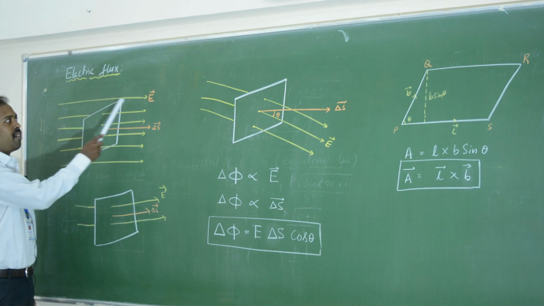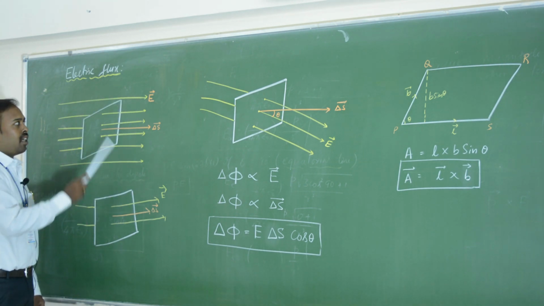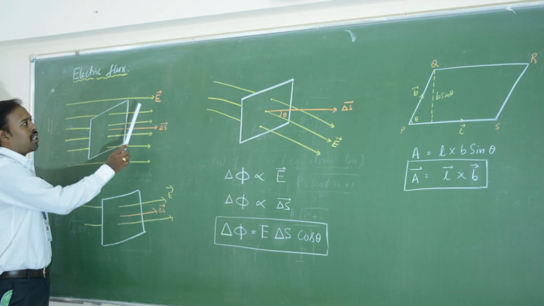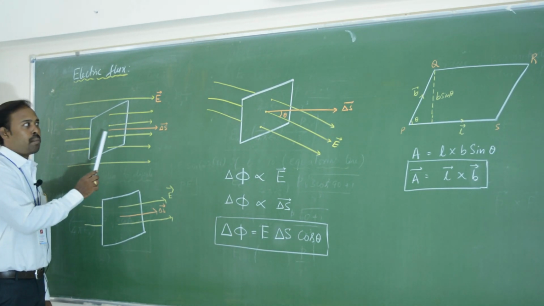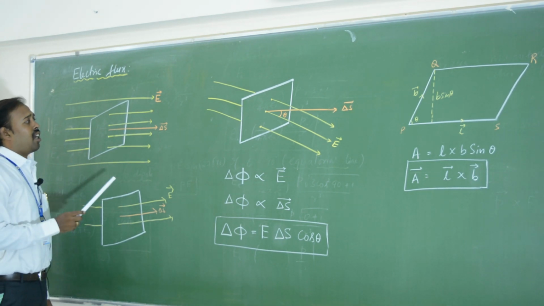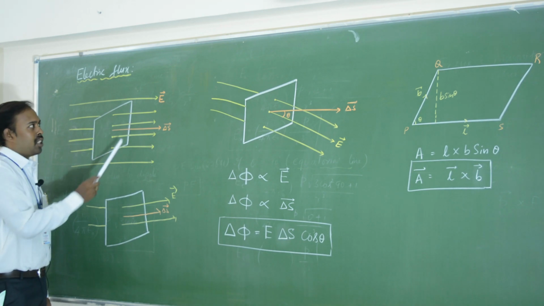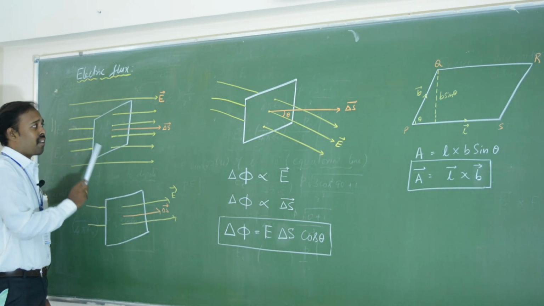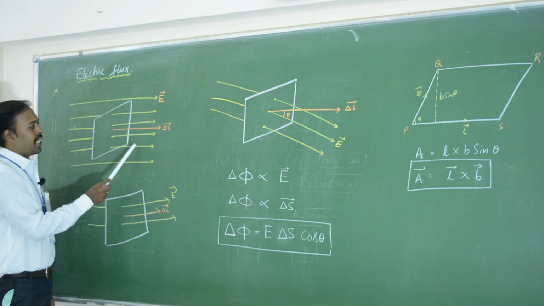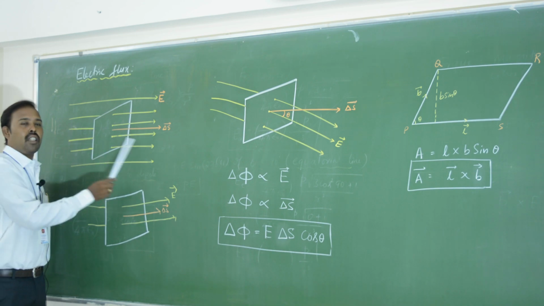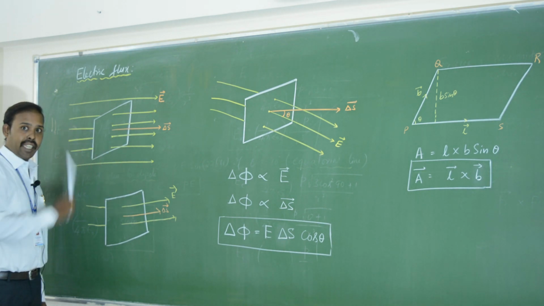So these are the electric field lines, right? And this is a small elementary surface. The number of electric field lines that pass normally through a given surface is called electric flux. Now you can see in this diagram, the electric field lines which are linked to this surface, you can count 1, 2, 3, 4. So the flux will be 4 in this case.